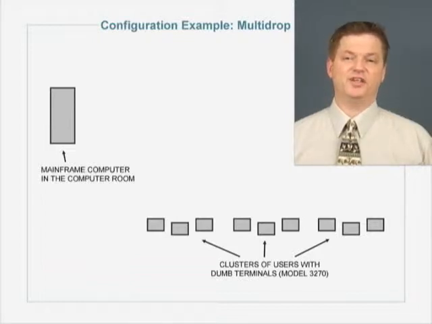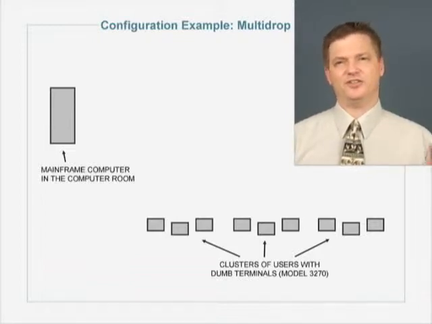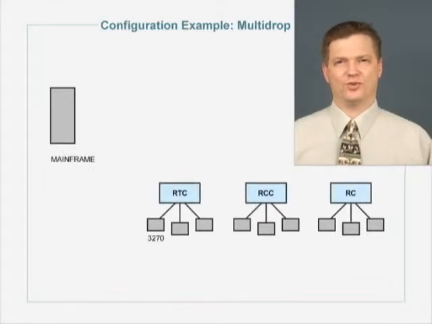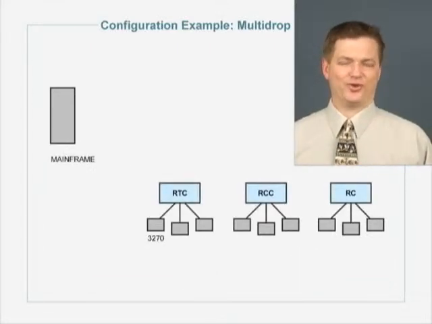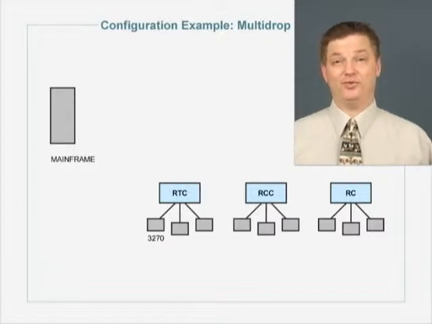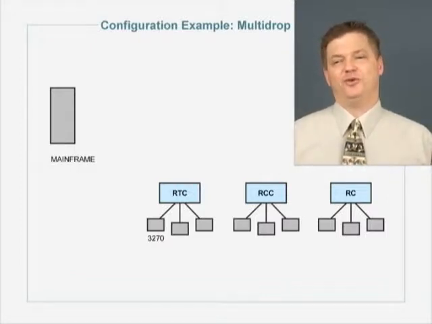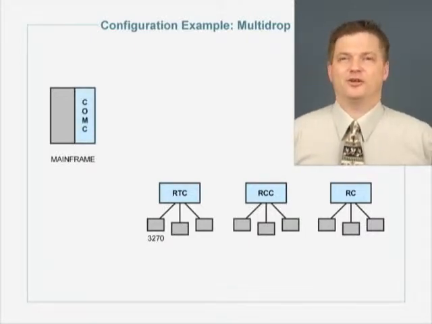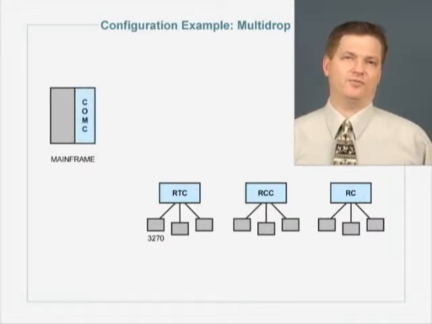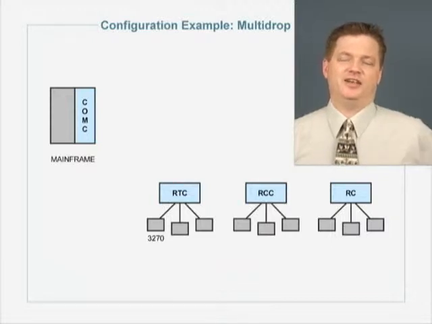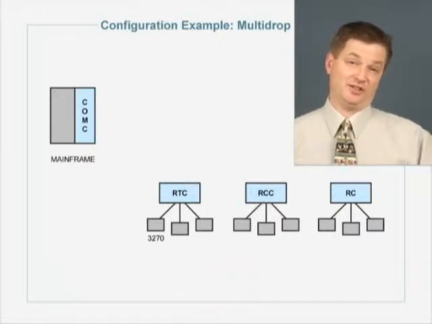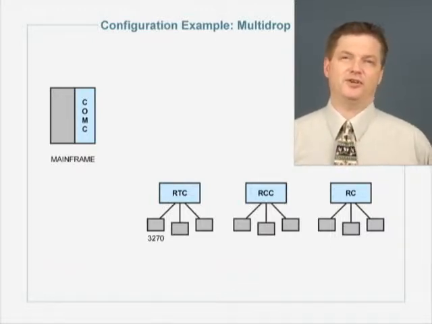The way that it was done was that we would take these clusters of dumb terminals and connect them to a terminal controller, or a cluster controller, or a remote terminal controller, whatever you want to call it. And we would take the mainframe and glue another computer on the front of it called a communication controller, or a front-end processor. And this thing was responsible for managing all the communications in and out of the mainframe.